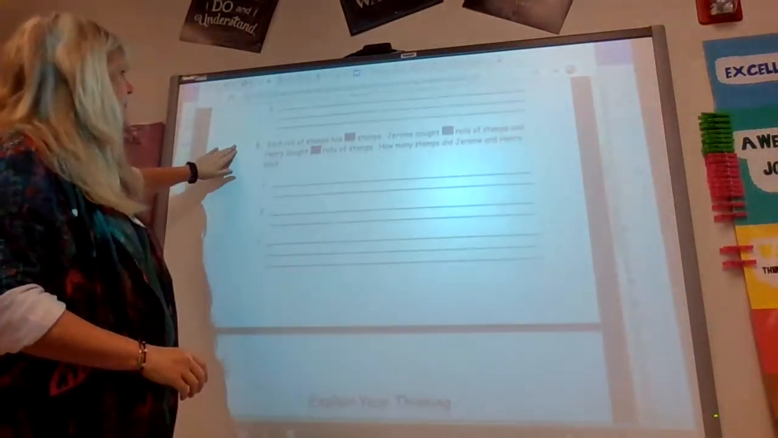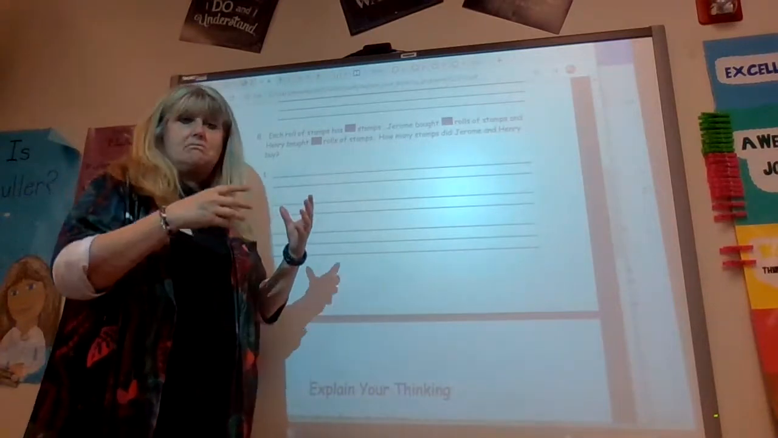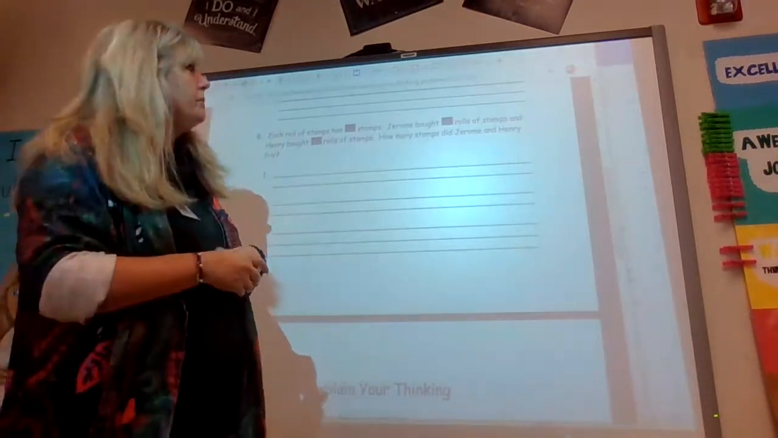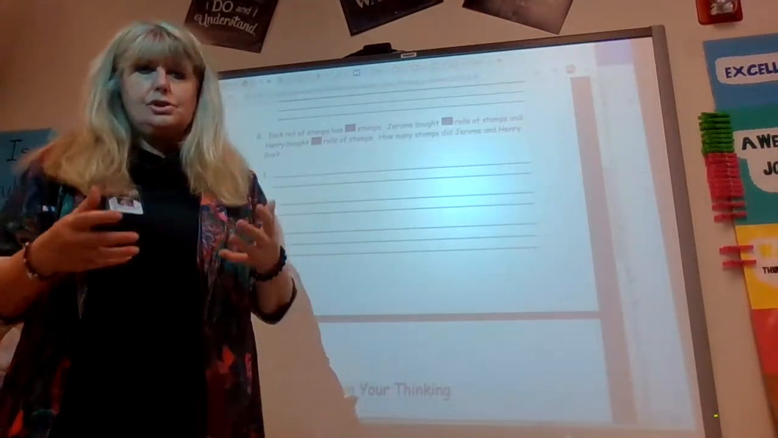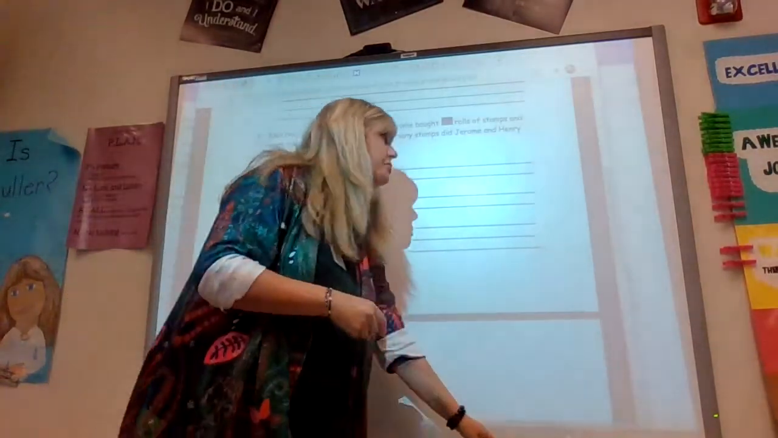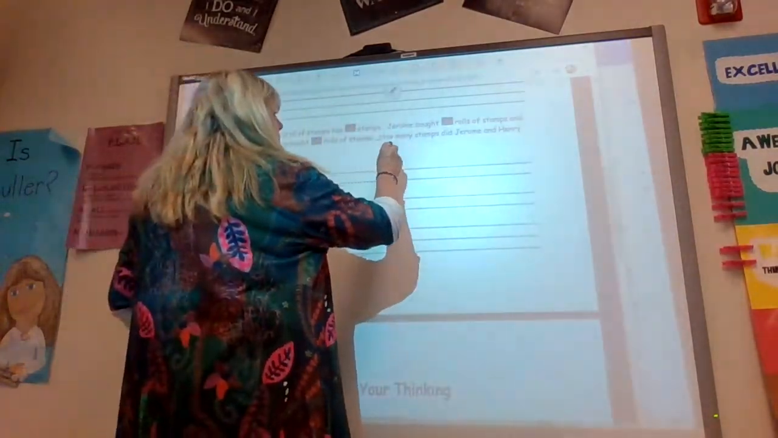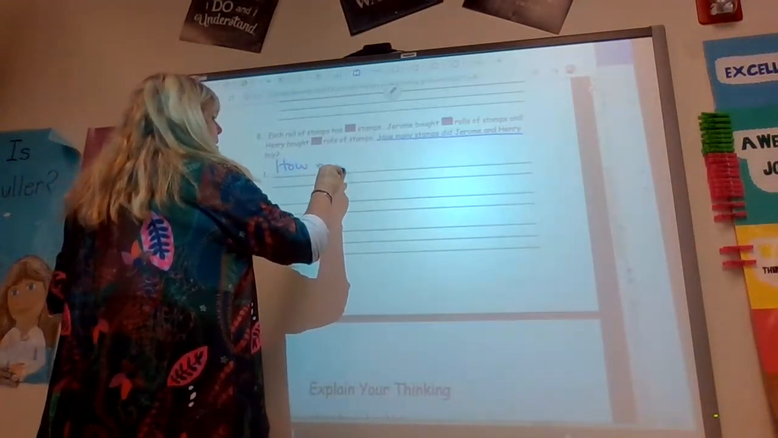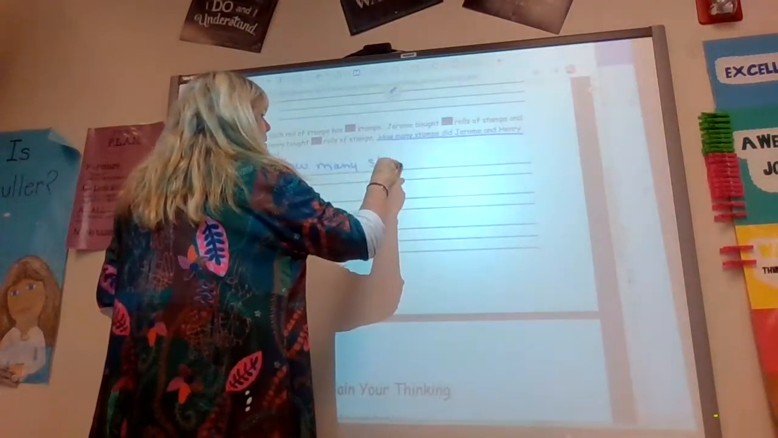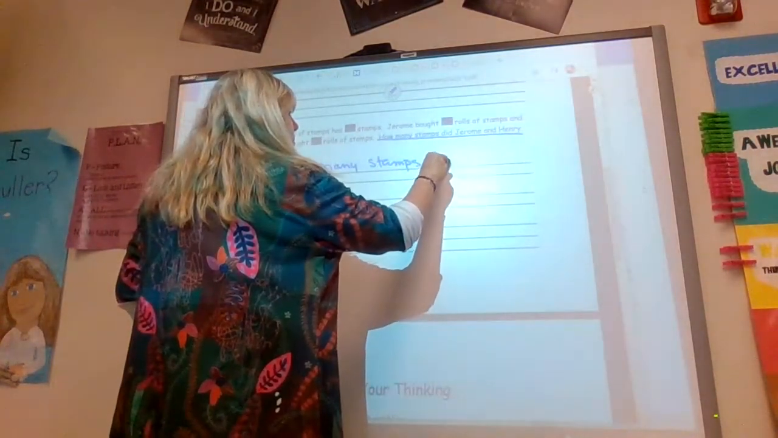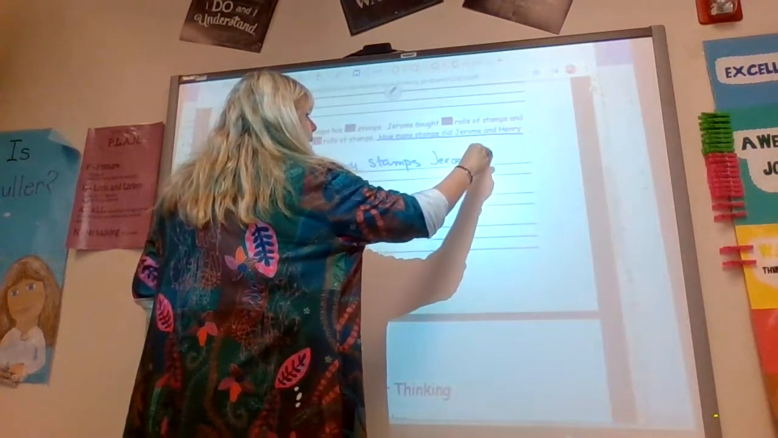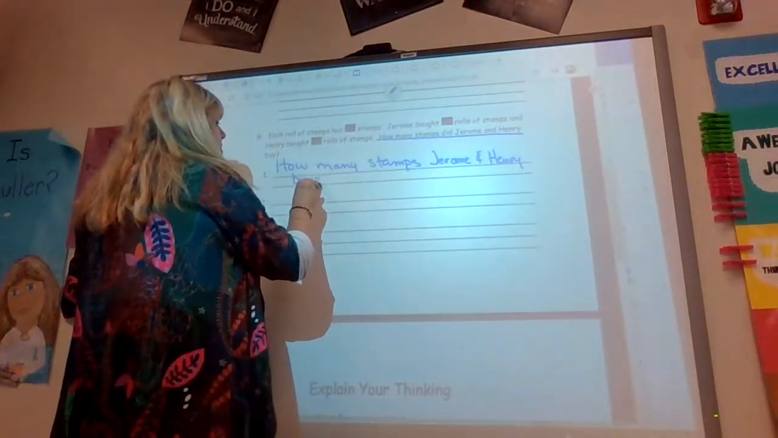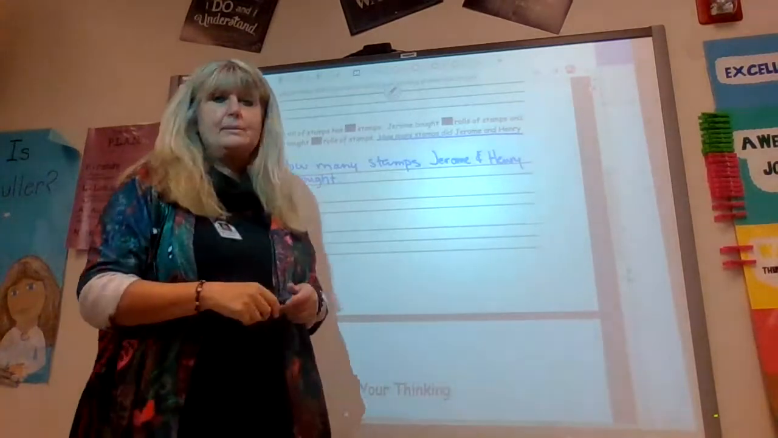Okay, so each roll of stamps has X amount of stamps. Jerome bought so many rolls of stamps, and Henry bought so many rolls of stamps. How many stamps did Jerome and Henry buy? Well, what am I trying to find out? How many stamps Jerome and Henry bought? That's what I'm trying to find out. That is the question that I'm trying to solve.